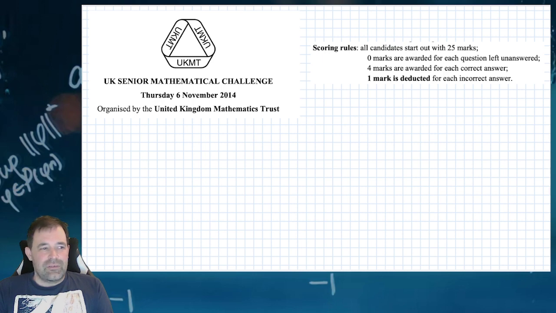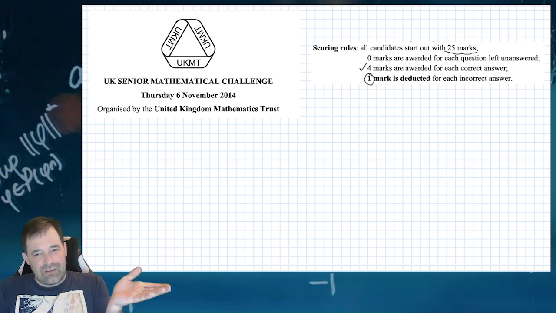The way it's going to work is we're going to do 25 multiple choice questions. So we start with 25 marks, and if we pass on every question, we will finish with the score of 25. But for every question we get wrong, we're going to lose a mark, and for every question we get right, we're going to gain 4 marks. So we can pass and get nothing, we can gain 4 marks, or we can lose a mark if we're wrong. So we're going to try not to be wrong.